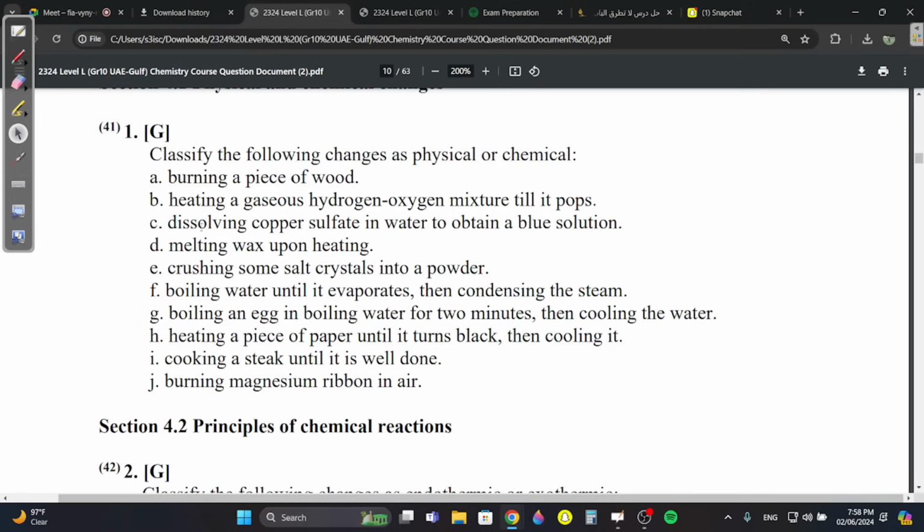Melting wax. Again, you're just melting. Nothing really happening. Melting, evaporating, condensating, these are all physical changes, okay? Because the substance itself is not changing, it's just changing the state. So C and D should both be physical changes, yes.